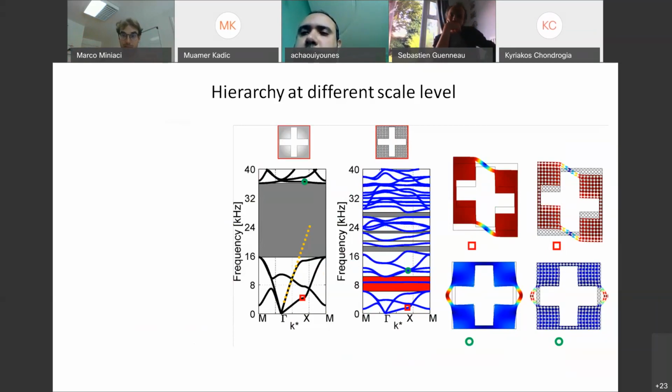And my idea is that at each hierarchical level that you introduce, you will for sure introduce higher frequency band gaps for which the small cross, or the small hierarchical level, will be responsible. And in addition, if you lower the stiffness of the structure, you lower down the band gaps, adding other flat bands in pass bands and in other band gaps.